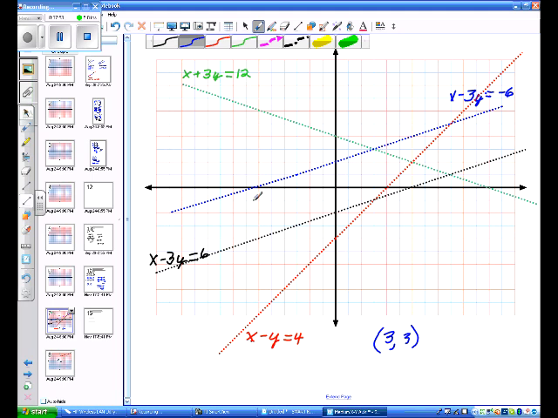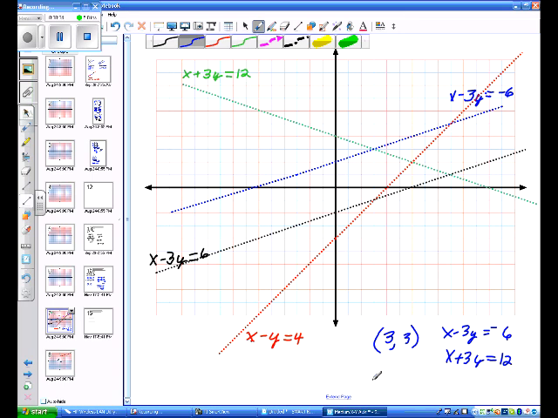So these two, the x minus 3y equals negative 6, and x plus 3y equals 12 would have a solution of 3, 3. If we wanted the one that had a solution of 3, negative 1, well, there's the point 3, negative 1, so those two cross at 3, negative 1. Or we can have our point here. But wherever our equations cross is the solutions for those.